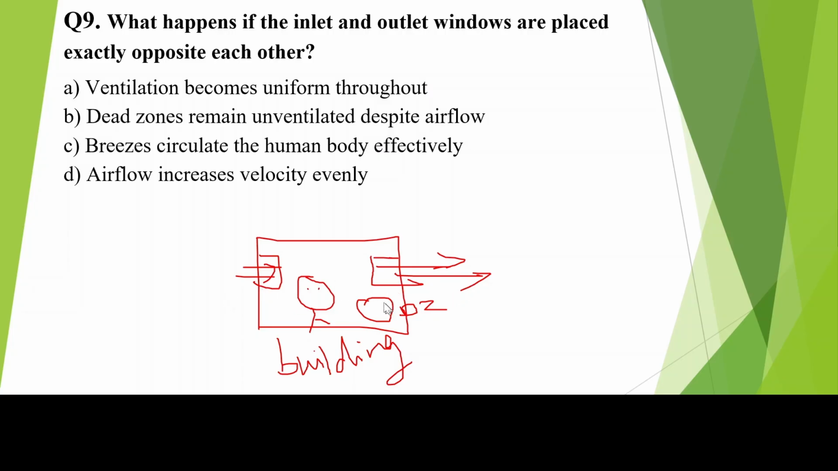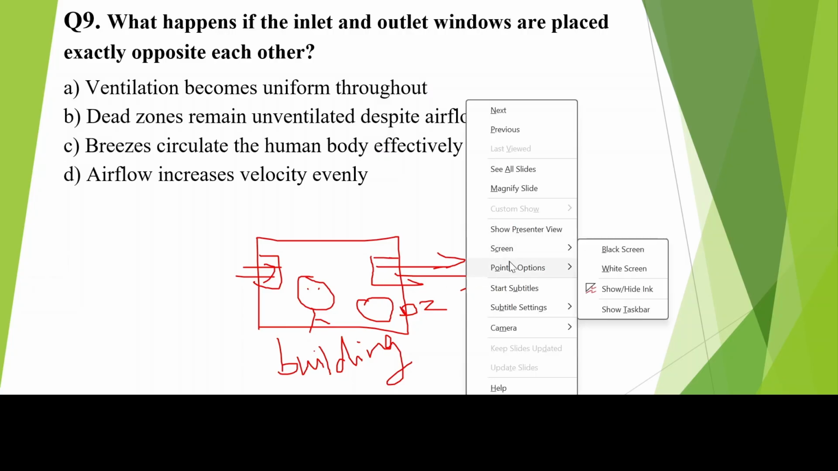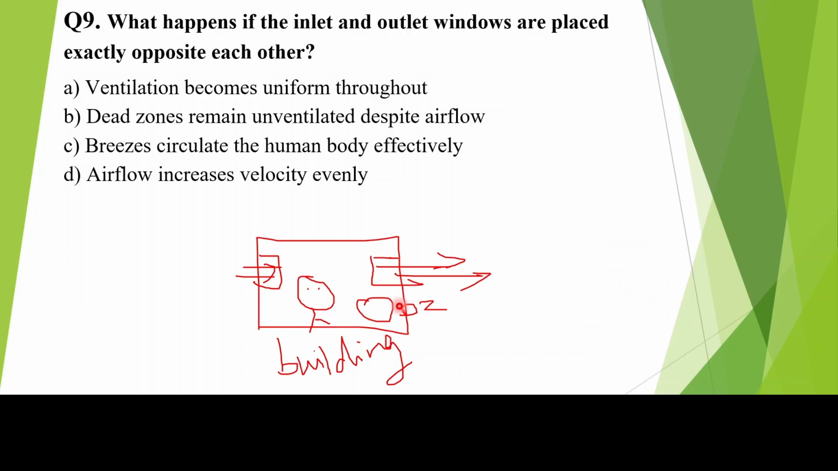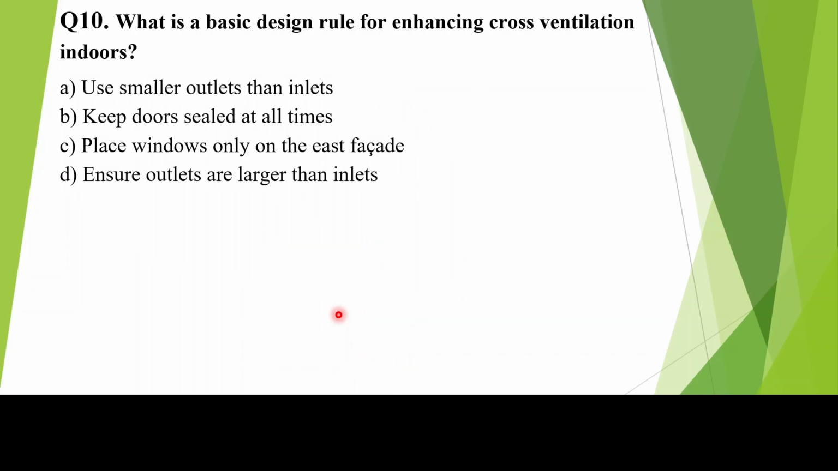So if the window had been placed here instead of here, instead of the opposite direction, if it had been in a staggered position, then there must be some airflow from inlet to the outlet, and in this way the dead zones can be avoided and proper air circulation can be achieved effectively. So with this, let's move to the 10th question.